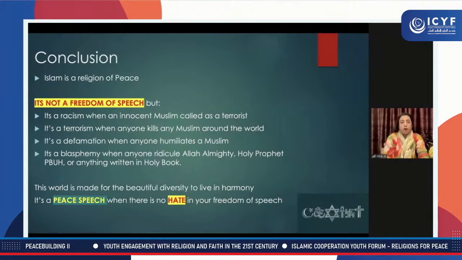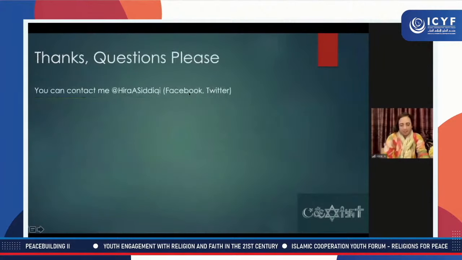And on humanitarian grounds, there are a lot of countries that are helping each other apart from their policies and rules. So the world is made of a beautiful diversity to live in harmony, and it's a peaceful speech when there is no hate in your freedom of speech. So thank you so much. That's from my side.